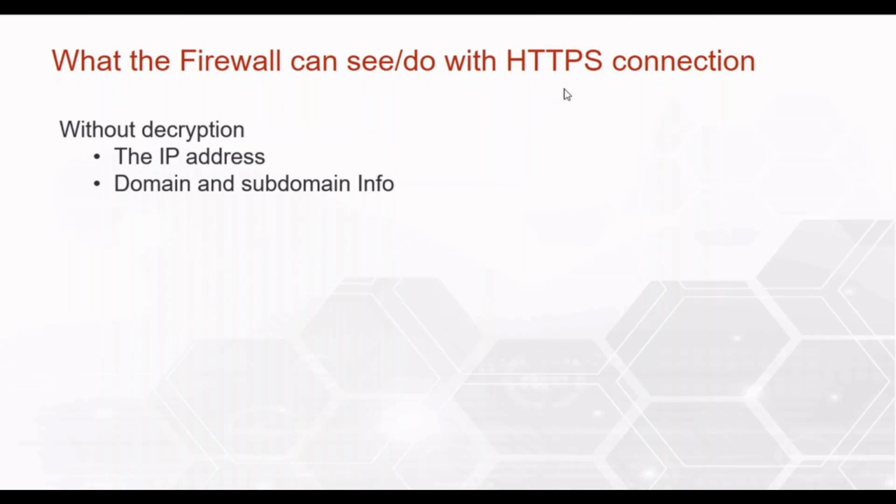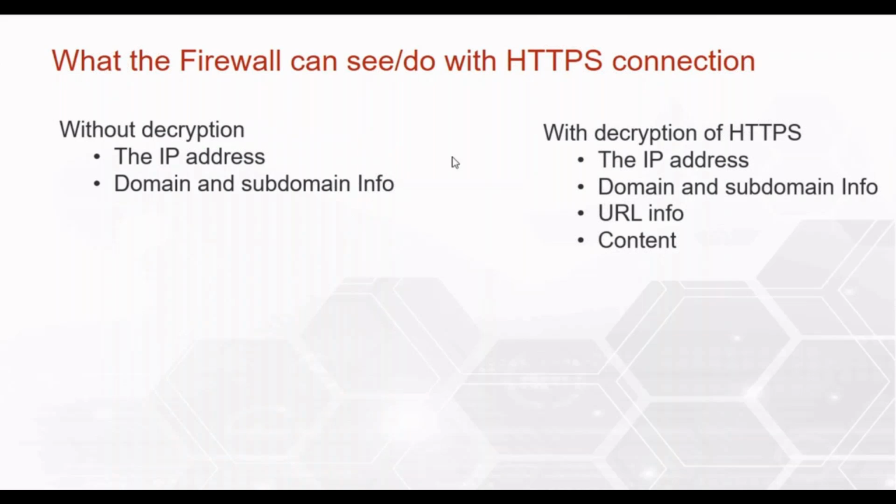If it's a normal HTTPS proxy without the decryption or the content inspection, then we can see the IP address and the domain and subdomain information. If we do the decryption of the HTTPS, then we can see this information, again, the IP address and domain and subdomain info, but also we can see the URL info and the content. And when you load a specific website, it is not only the main URL. Also, we have the subdomain information and sub URL information that's related to the objects of that specific website.